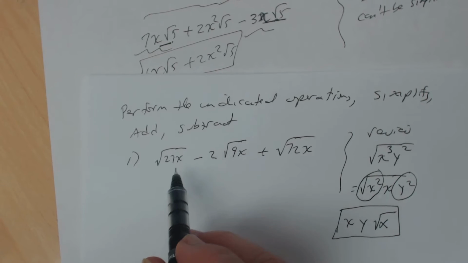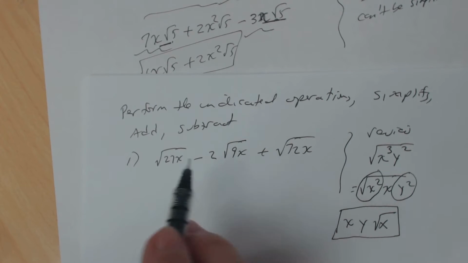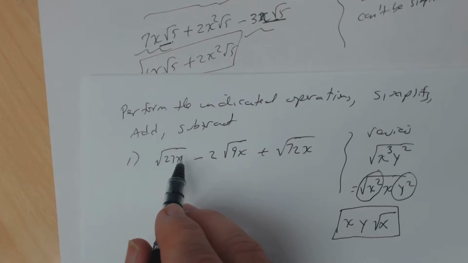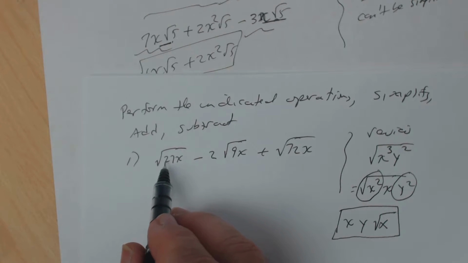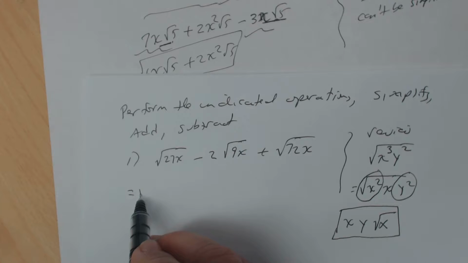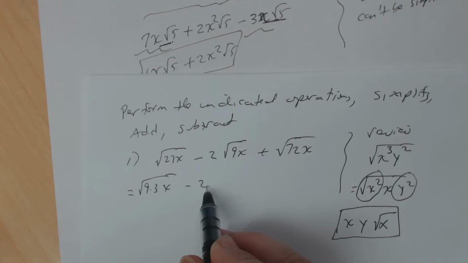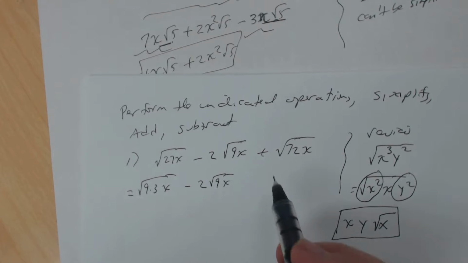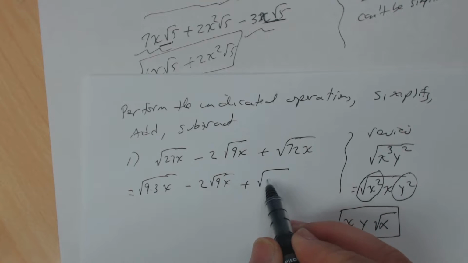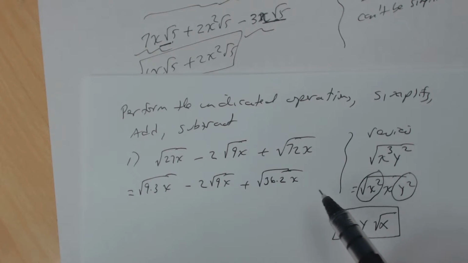Okay, so over here, the only things I could simplify would be 27, 9, and 72. I can't do anything with the square root of x because that exponent is 1. Okay, so 9 will go into 27, so I can rewrite this as the square root of 9 times 3 times x, minus 2 square root of 9 times x. I'm going to leave 9 alone because it's a perfect square. Plus, and then 72 I can write as 36 times 2 times x.